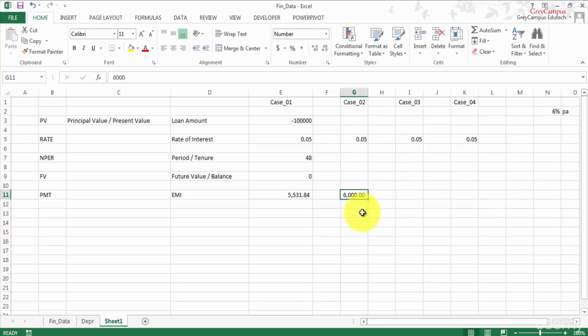Next, I'm saying that if the EMI is 6,000, then the rate of interest is definitely 0.05, what we have calculated, and I keep my tenure also at 48 months. Future value will definitely be 0. If that is the case, how much loan can I expect from the bank? We are just reversing the condition. This time we are setting the EMI and we want to find out the loan amount. Just keep in mind that these terms we have written over here, NPER, PV, PMT and FV, are all functions in Excel.